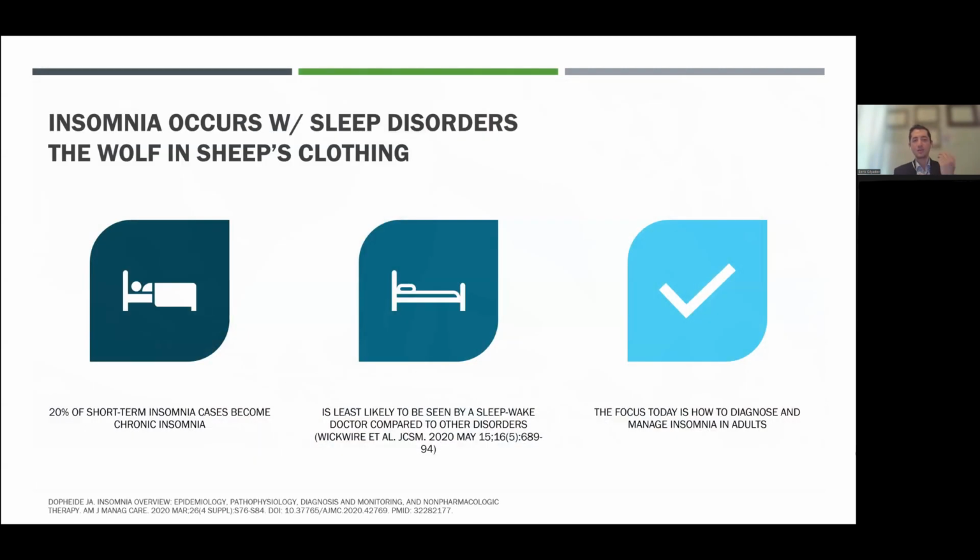Insomnia can occur with other sleep disorders. A lot of people who have short-term insomnia can go on to have chronic insomnia. In fact, according to this study from 2020, 20% of people who have short-term insomnia go on to have chronic insomnia. There may be other factors that go into that. For example, you can have another sleep disorder, or another comorbidity that can potentiate your symptoms. Unfortunately, it seems that people are less likely to go to the sleep medicine physician specifically for chronic insomnia as compared to, for example, obstructive sleep apnea.